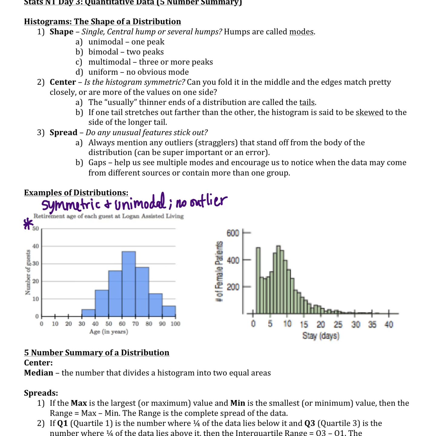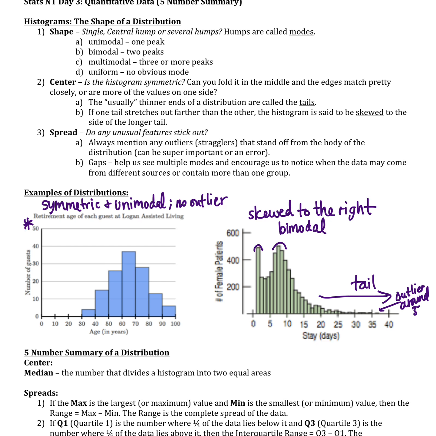In our next histogram that we have here, we see that it is skewed to the right. This is where our tail is. Remember, the tail determines which way it is skewed. We can say that it is bimodal. Right here and here we have a mode, or 2 modes happening. And we might have an outlier around 37. Okay? So just an outlier to maybe talk about.